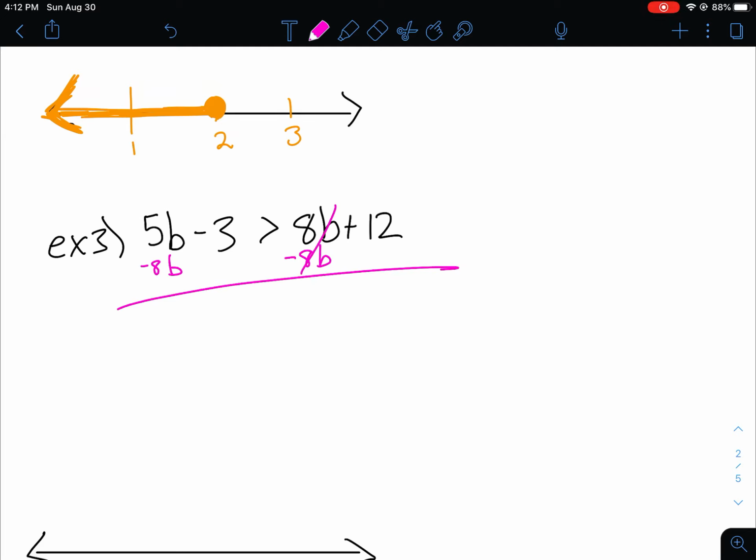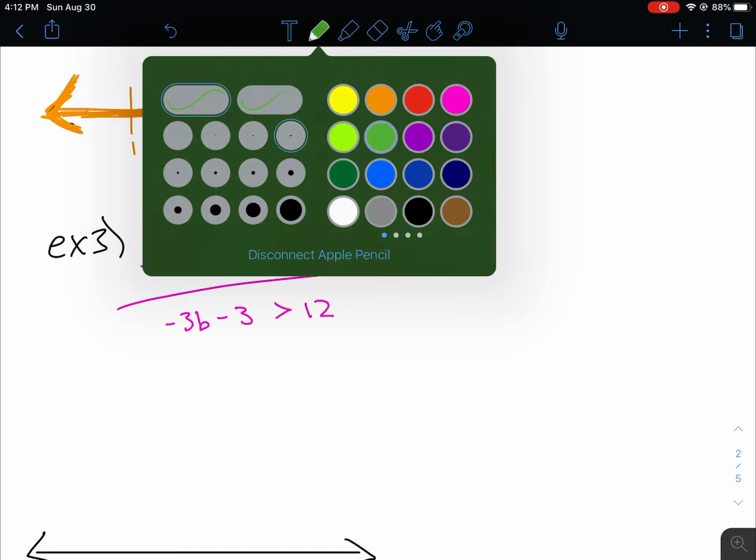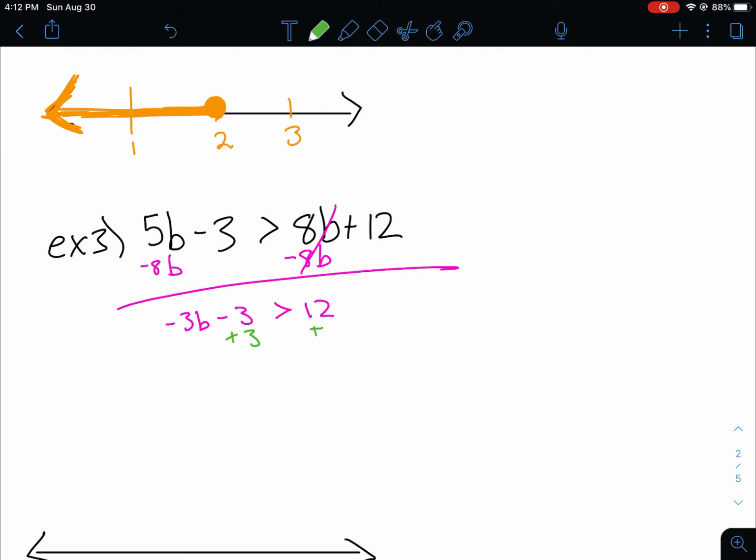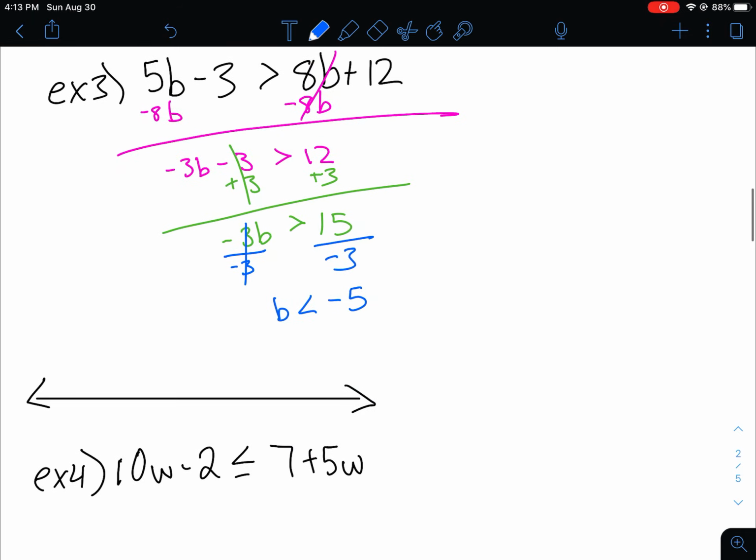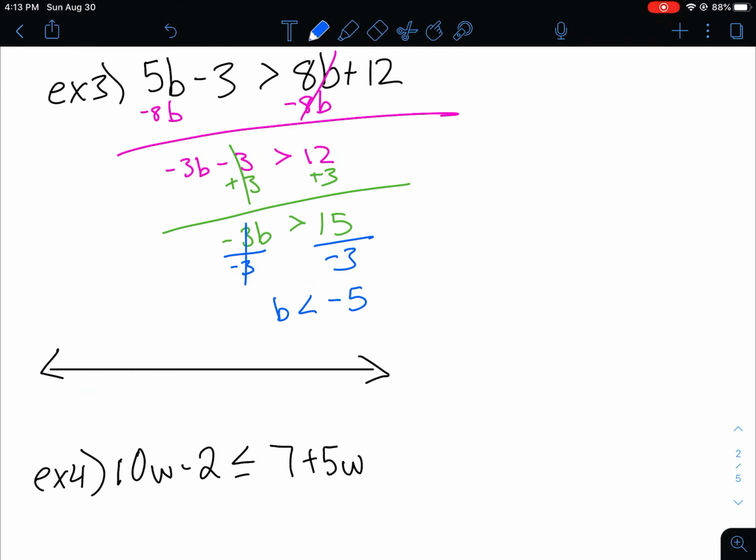So I end up getting negative 3b minus 3 is greater than 12. I am going to add 3 to the other side, and that gives me negative 3b is greater than 15. And then I'm going to divide by negative 3, so I need to flip my sign to become less than negative 5. So my numbers on my number line, I'm just going to move this up a little bit so I had a little more space.